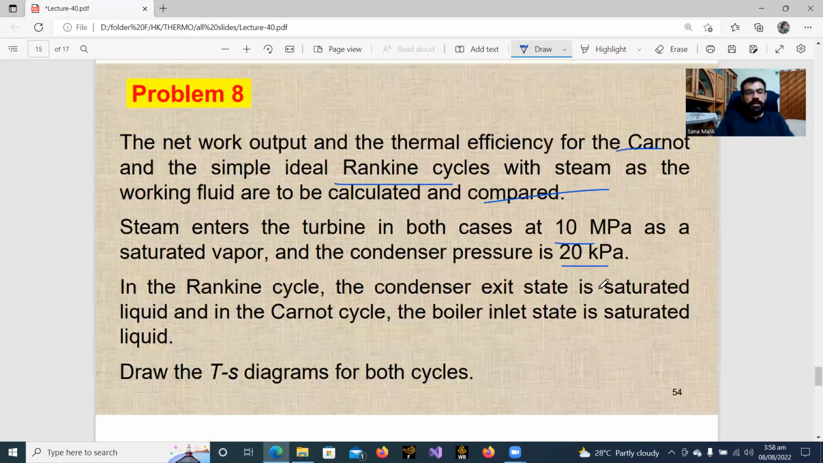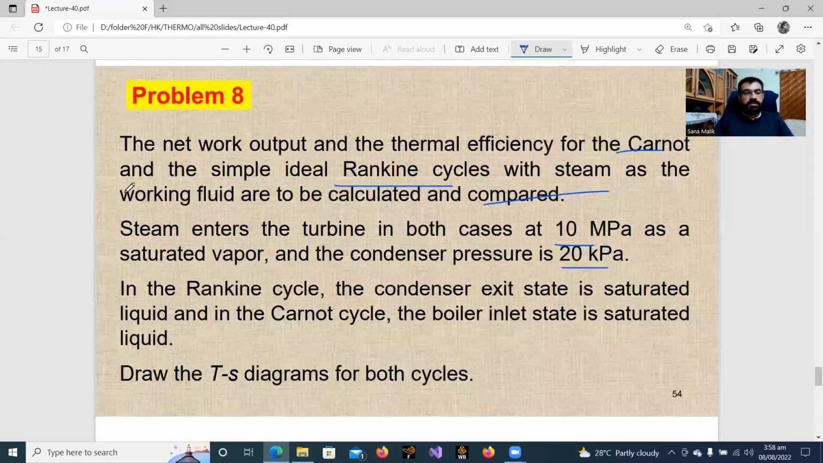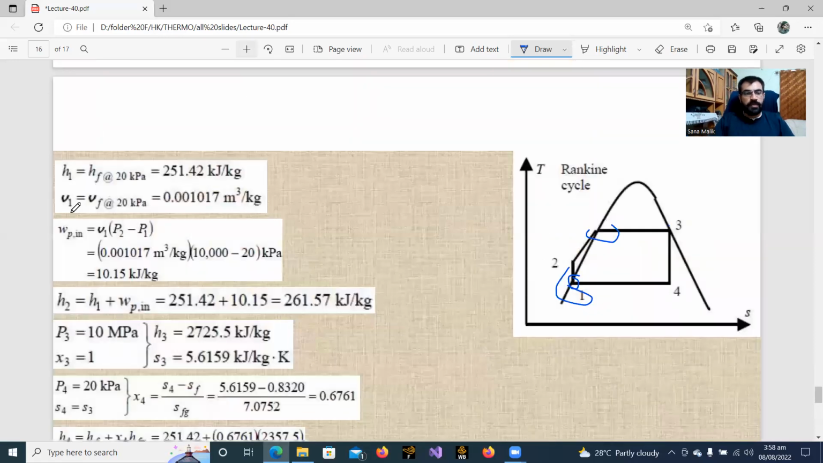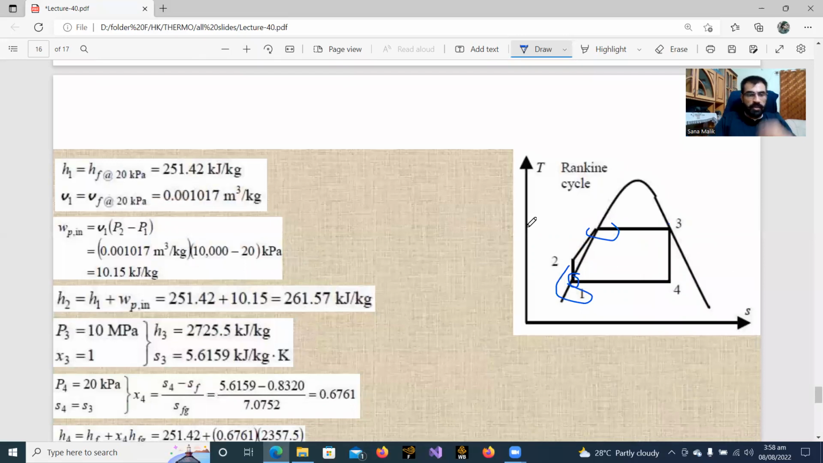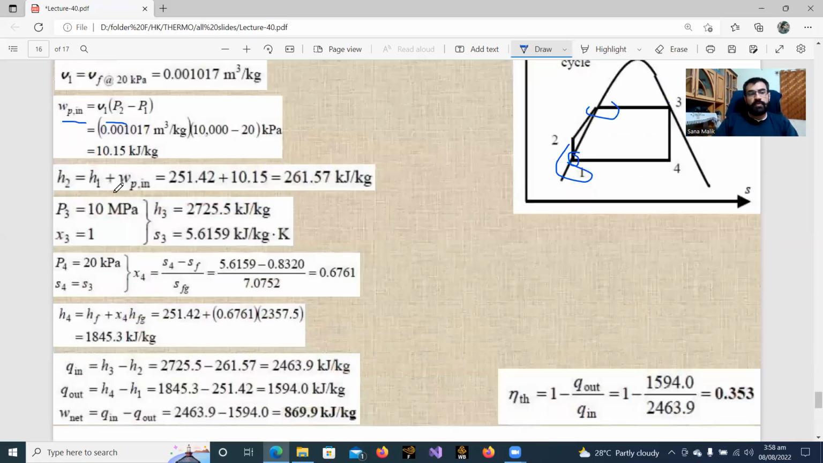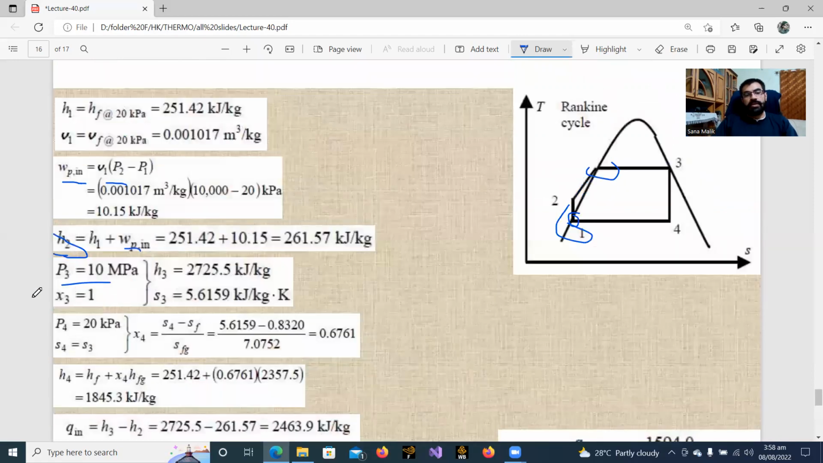So basically we have to find the net work output and thermal efficiencies. We will look at enthalpies at all these states. H1 is HF at 20 kilopascal, V1 is VF. We try to find pump work, V times P2 minus P1. From the pump work we will find the enthalpy difference and find H2. P3 and H3 is saturated vapor, so quality will be 1. In the ideal Rankine cycle, we find H3 and S3.